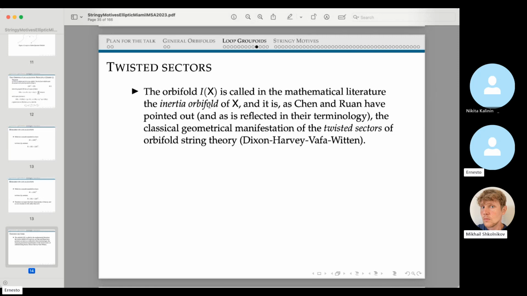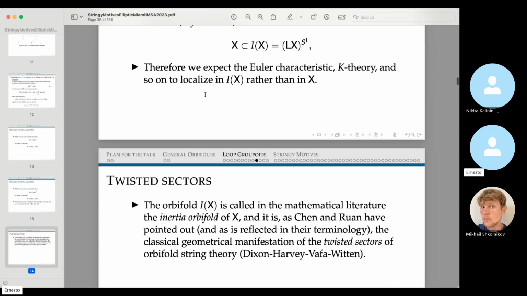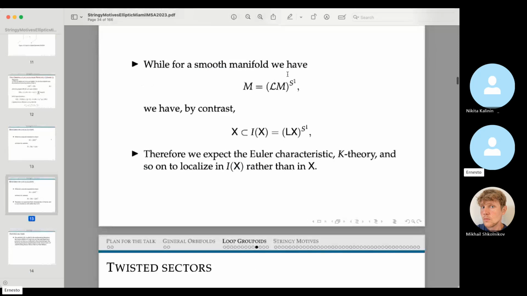In the mathematical literature, I of x is called the inertia orbifold. In the physics literature, it is called the twisted sectors. The twisted sectors are the quantization. Remember, we wanted to quantize the loop space, to have a Hilbert space and operators that corresponded to functions on the loop space.